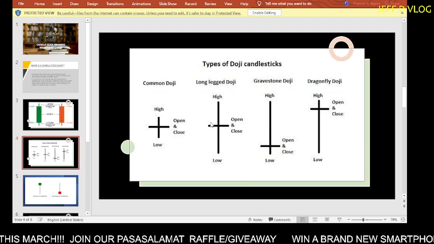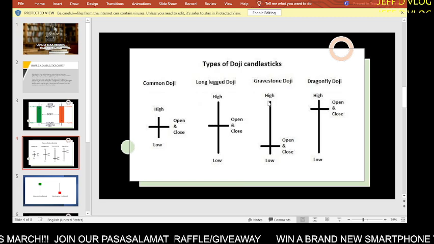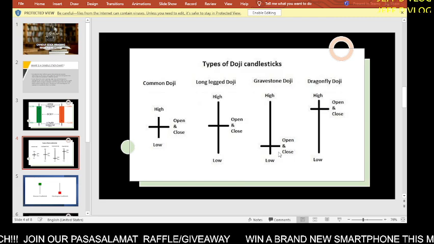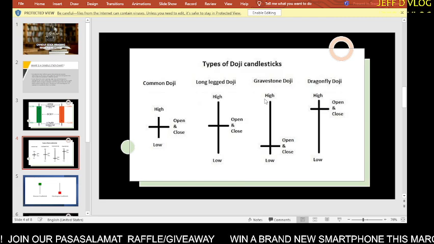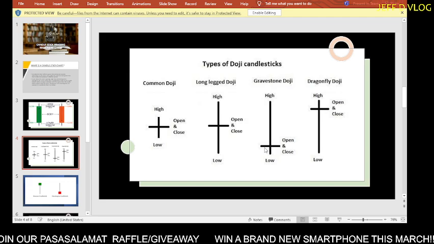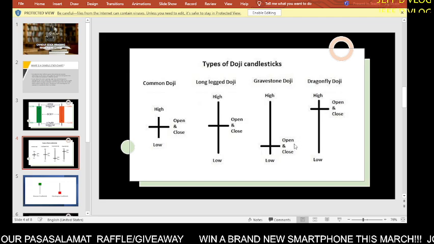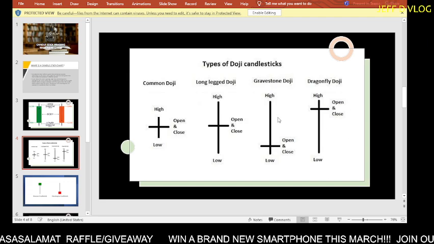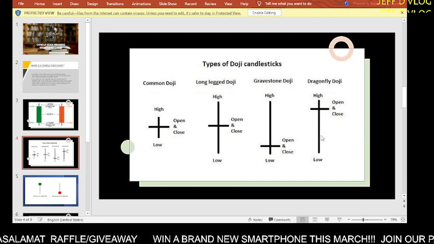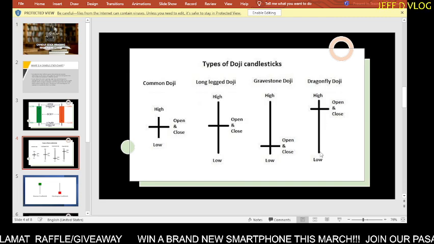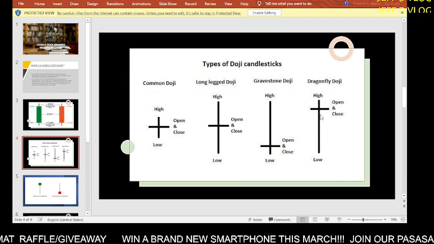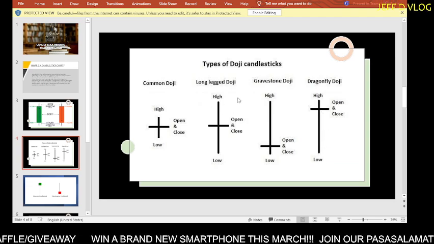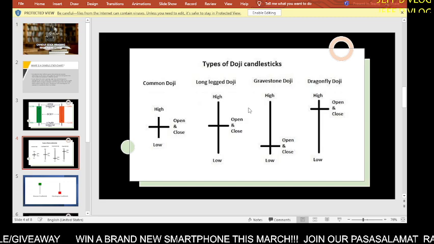We have the gravestone Doji. It's like an inverted cross. The line in the upper part is longer and the open and close is somewhere in the lower part. The dragonfly is the opposite of the gravestone, which represents a long wick at the bottom. So what do these Doji candlesticks represent?